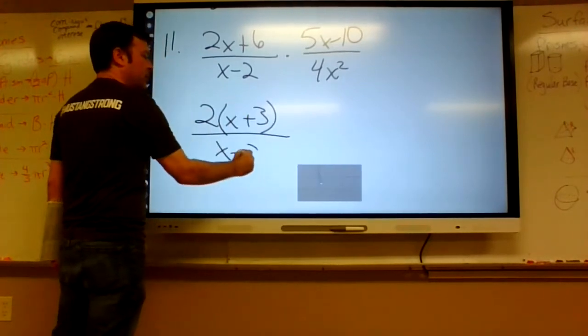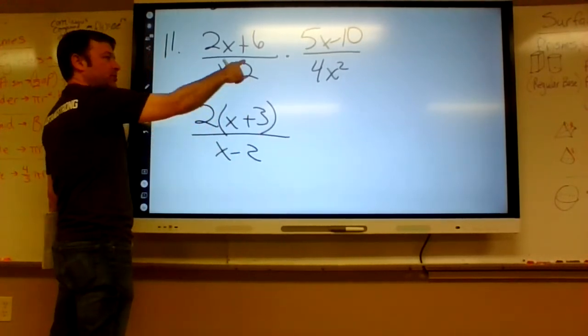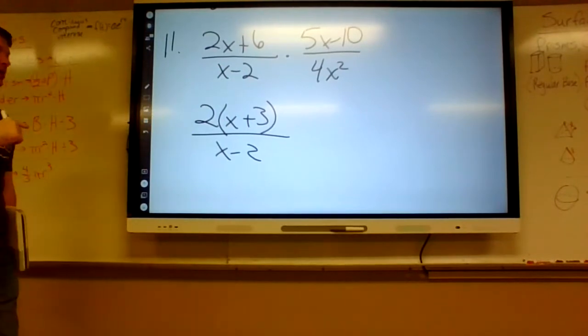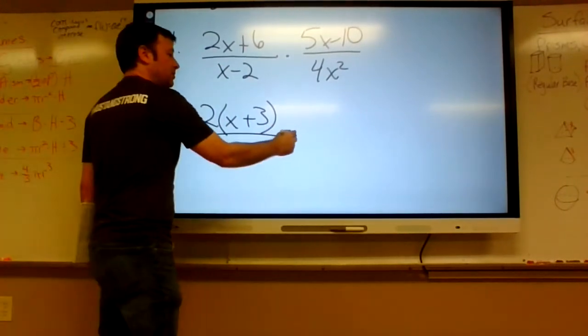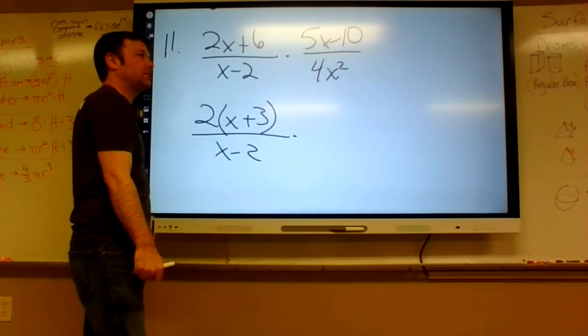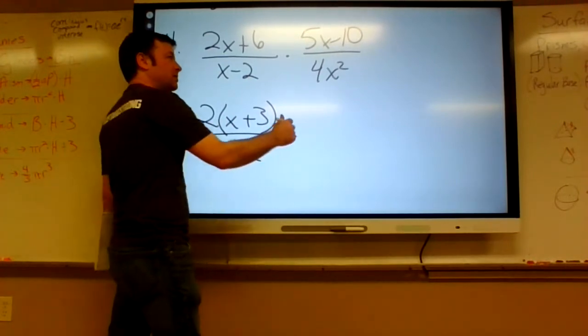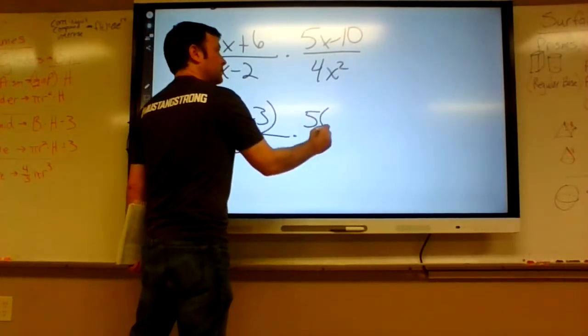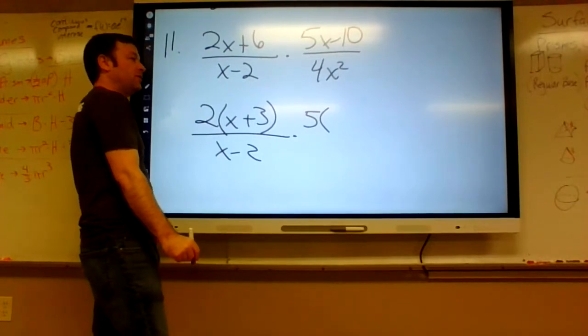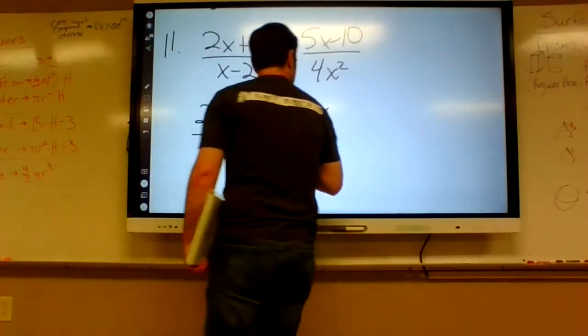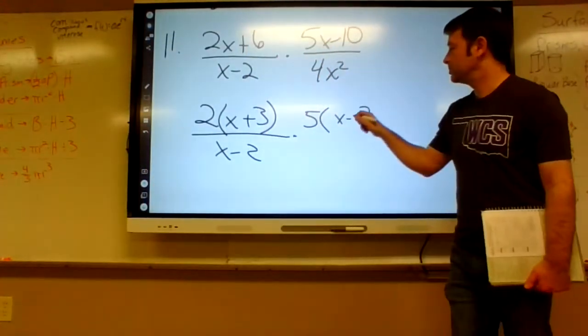Okay. The bottom, the denominator, this is too simple to do anything to. So it's just staying x minus 2. Can I do anything to the top right? Take out a 5. And what's left if I divide those by 5? Minus 2.